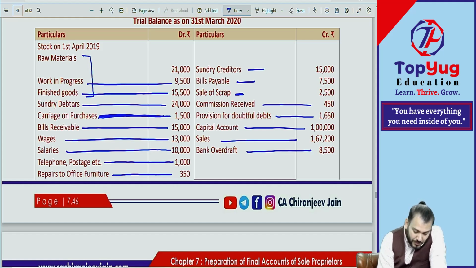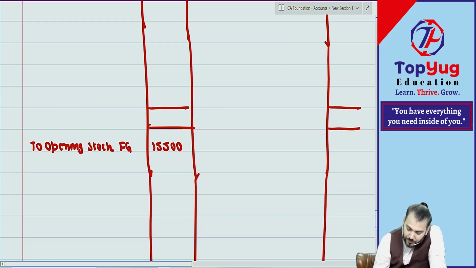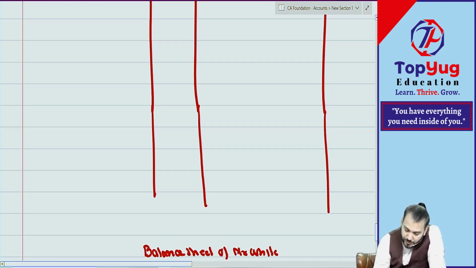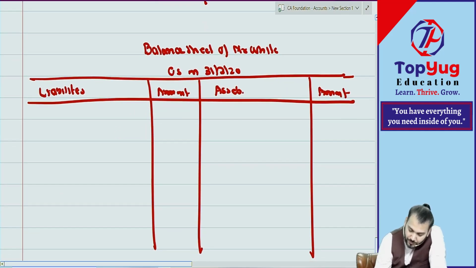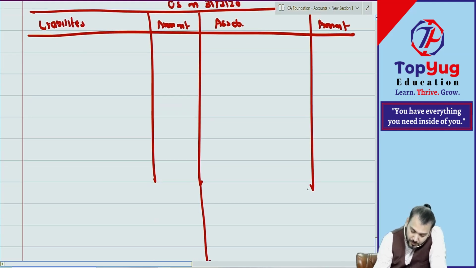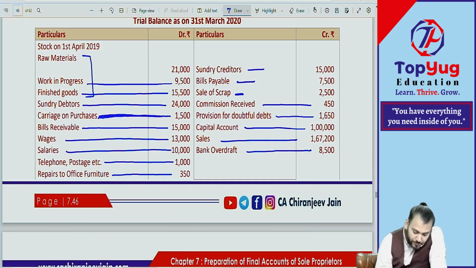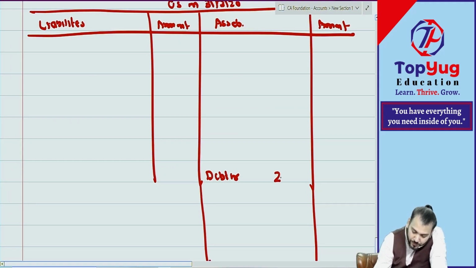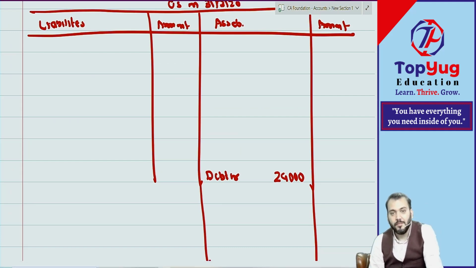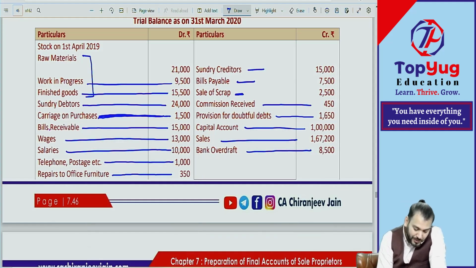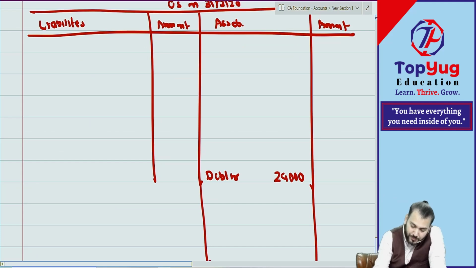Debtor. Debtor will go where? Balance sheet. Write down debtor. Debtor. Inner column, outer column? Inner column. How much? 24,000. Leave some space. Provision will come. Yes, sir. Then carriage on purchase will go where?